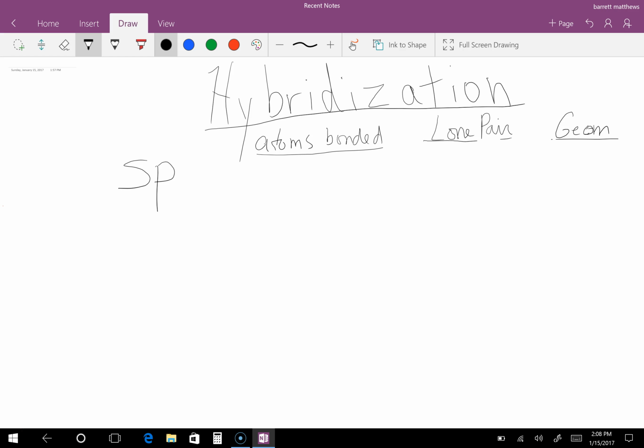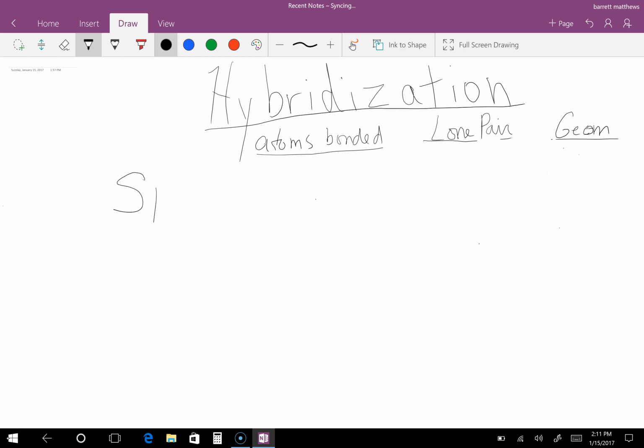So since there are two orbitals here, an s and a p, I could have two atoms bonded and 0 lone pairs, and this would result in a linear geometry. Now the other combination that could be is one atom bonded and 1 lone pair, and this would still result in a linear geometry because the lone pair would not be pushing down or affecting the bonds.